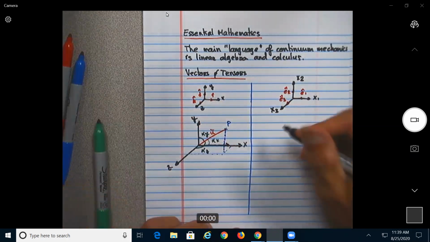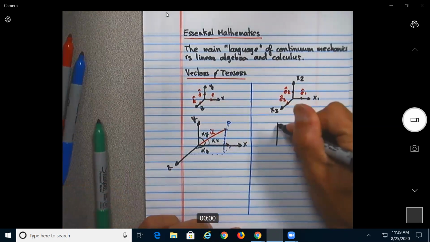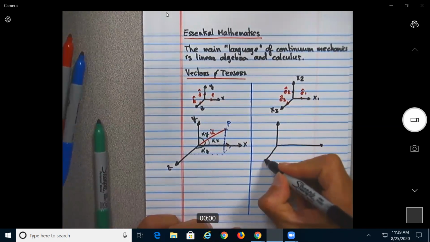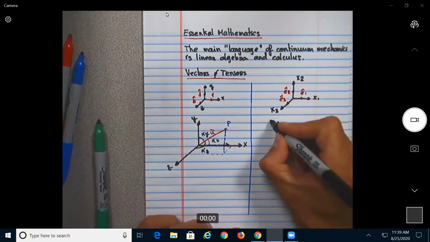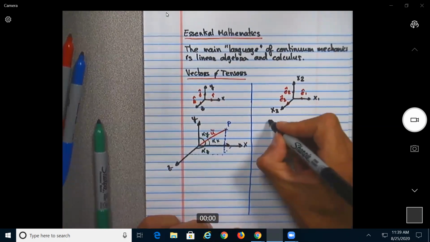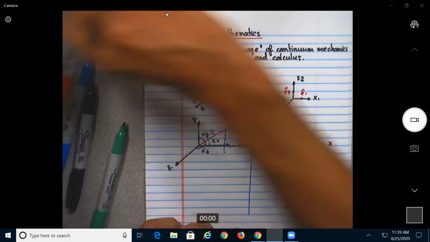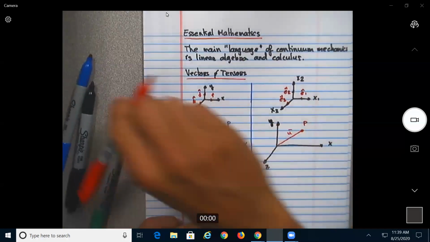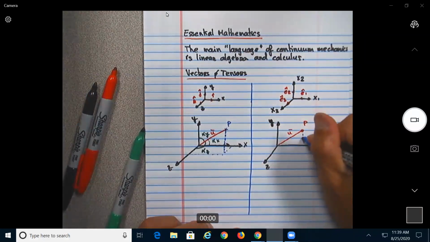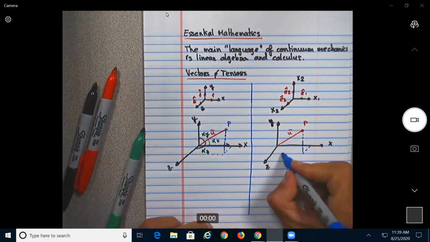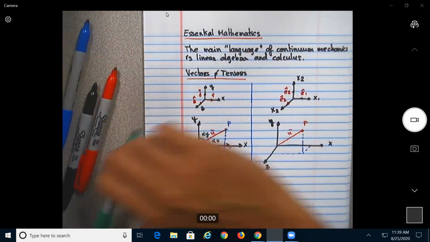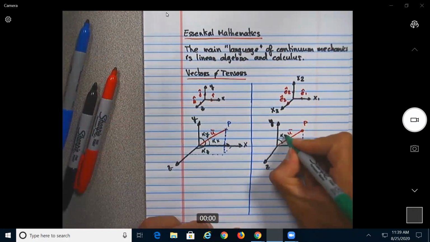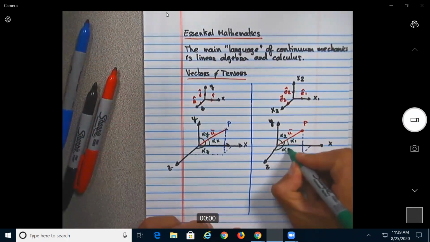But if we do the same figure using the initial notation, I mean, it will be the same figure again. But this time the angles will be alpha 1, alpha 2, alpha 3.